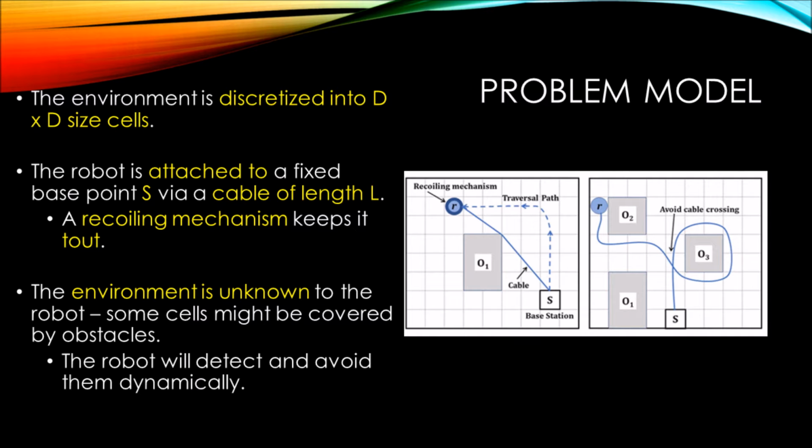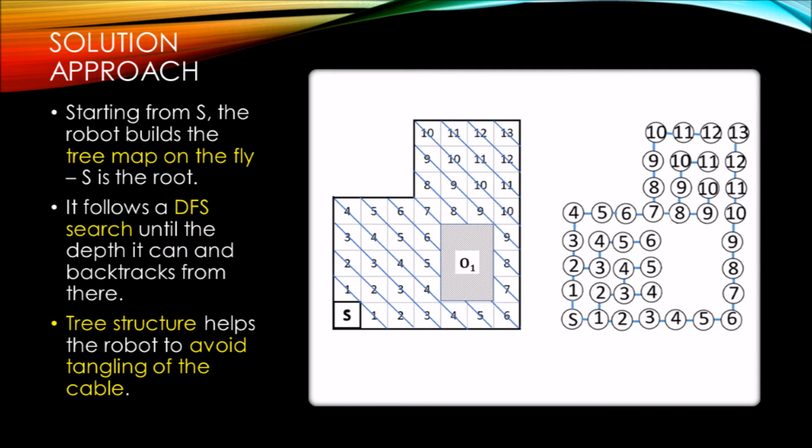The main idea is to build a tree map on the fly, having the base station as the root of the tree. The numbers on the cells indicate the Manhattan distances, called contours, from the base station to each cell. The robot follows a depth-first search from the station while building the tree dynamically. If the cable does not reach a cell in the environment, the robot will backtrack from there.